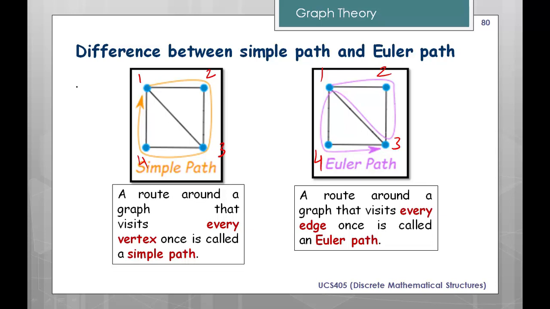Now, a route around a graph that visits every edge once. So in the case of Euler path, our condition is we have to visit each edge once. It's called the Euler path. So see, 1, then 2, then 3, then 1, then 4, then 3. So I'm writing it here: 1, 2, 3, 1, 4 and then 3. So this is the Euler path.